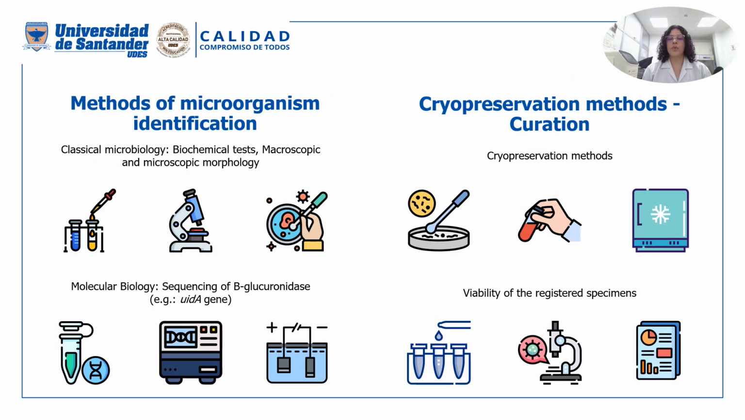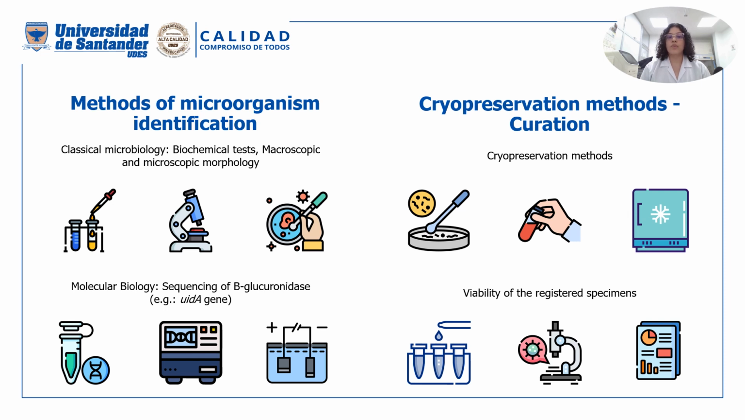The methods used for microorganism identification in the collection focus on two stages. The first stage involves classical microbiology, where culture media are used to allow the optimal and selective growth of microorganisms, along with confirmatory biochemical tests. The second stage involves the use of molecular biology, specifically in the detection of genes specific to these microorganisms. An example is the sequencing of the uidA gene present in Escherichia coli bacteria.